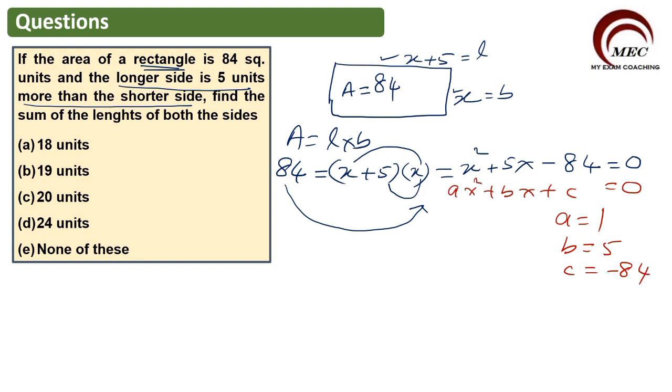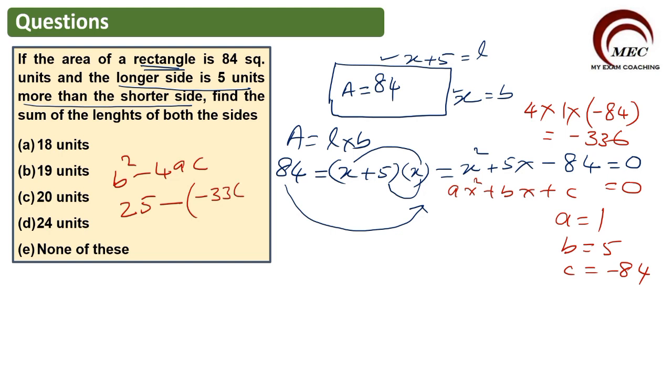Once you get it, first we want to find out what is b square minus 4ac. Here b square is 25 minus 4 into a into c. 4 into a is 1 into c is minus 84. So this will become minus 336. This minus 336, if I put here, this minus and this minus, when you multiply, becomes plus. 25 plus 336 will become 361.